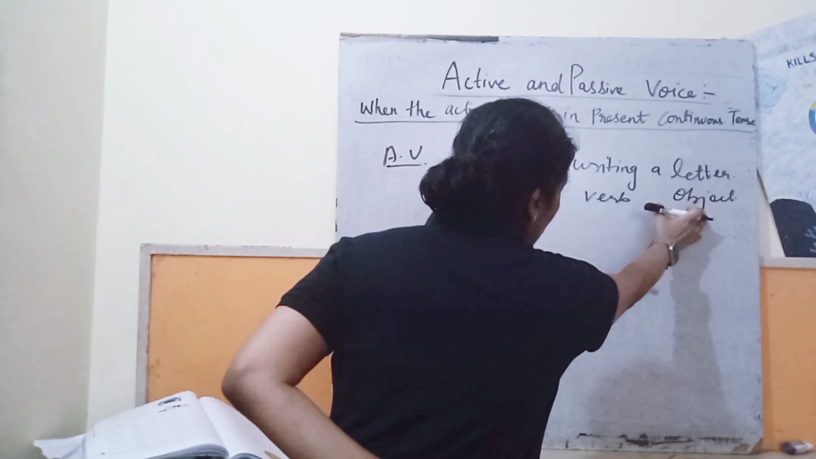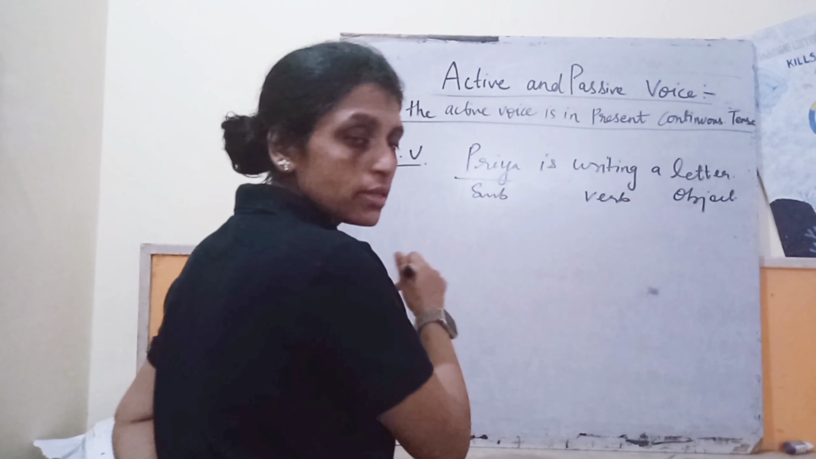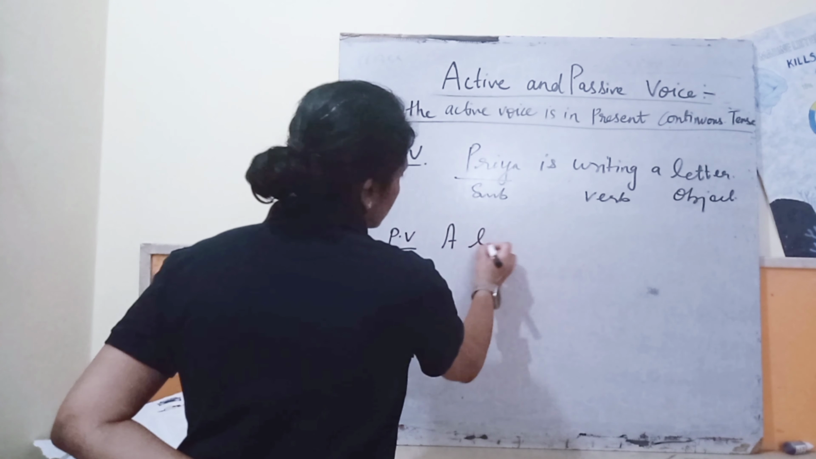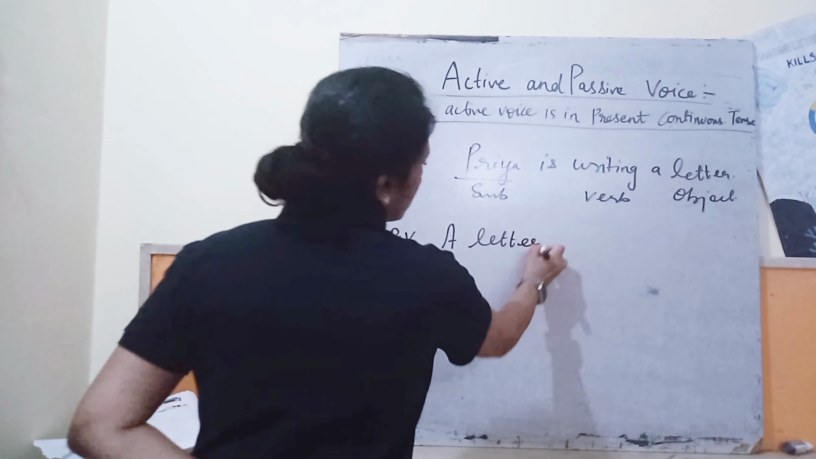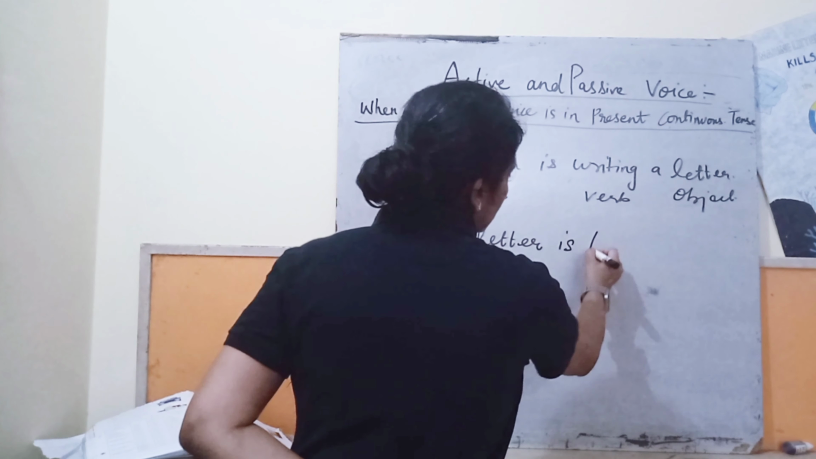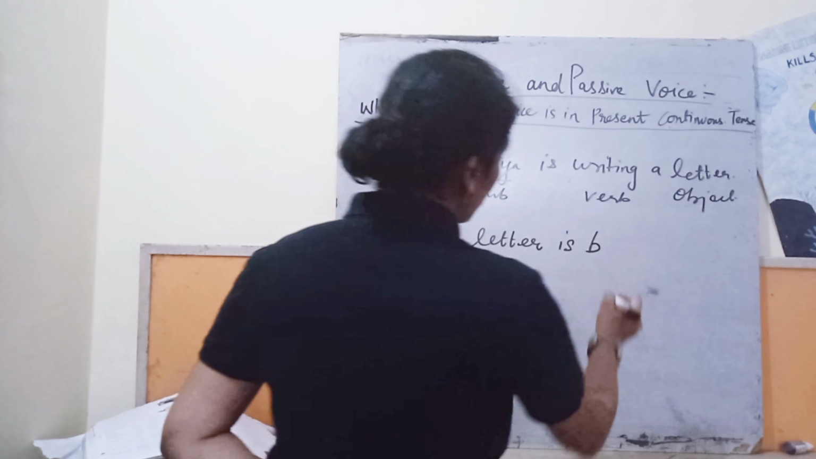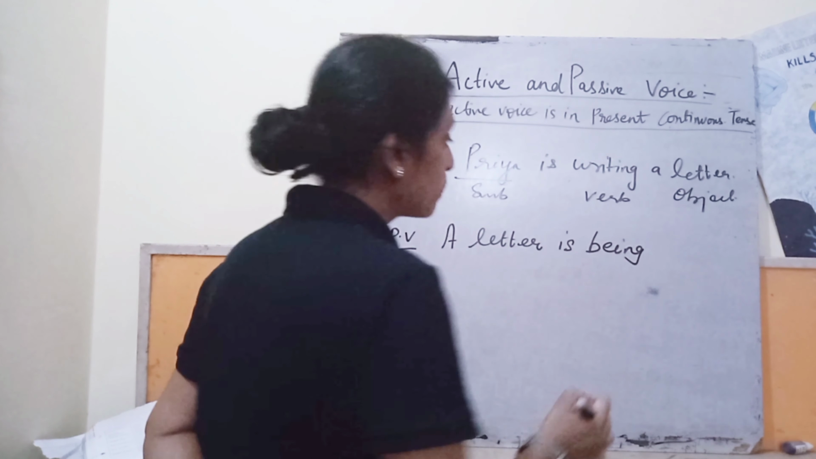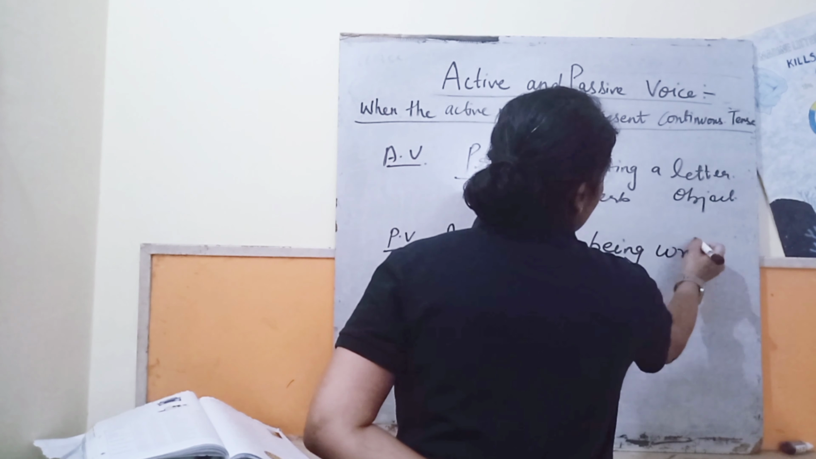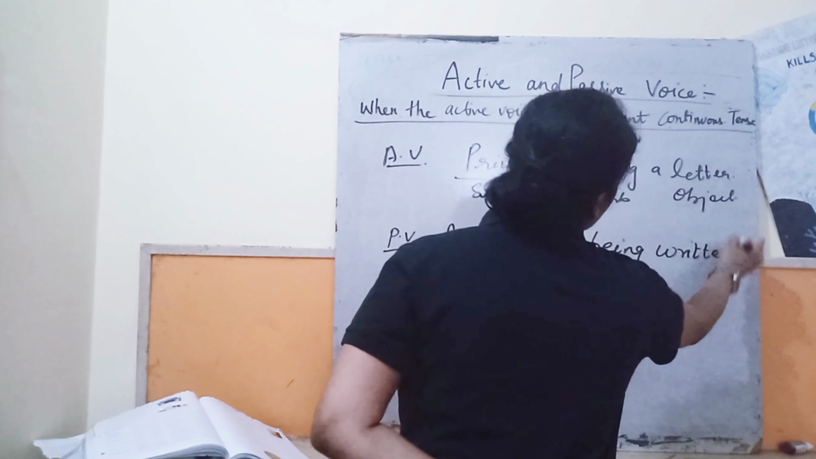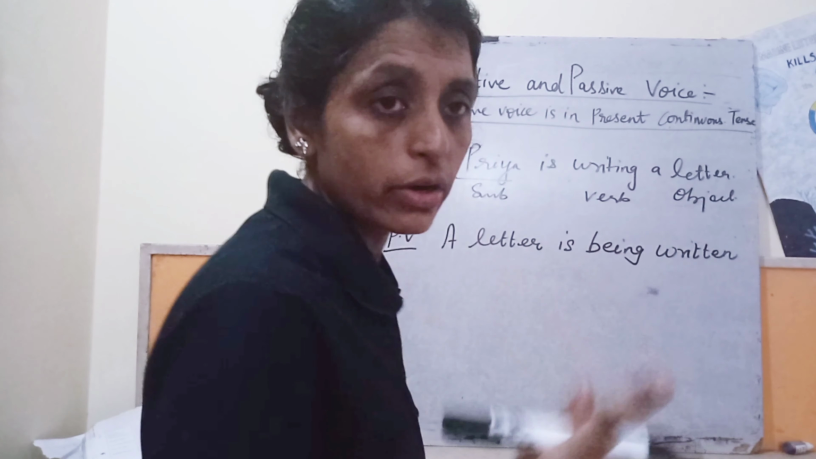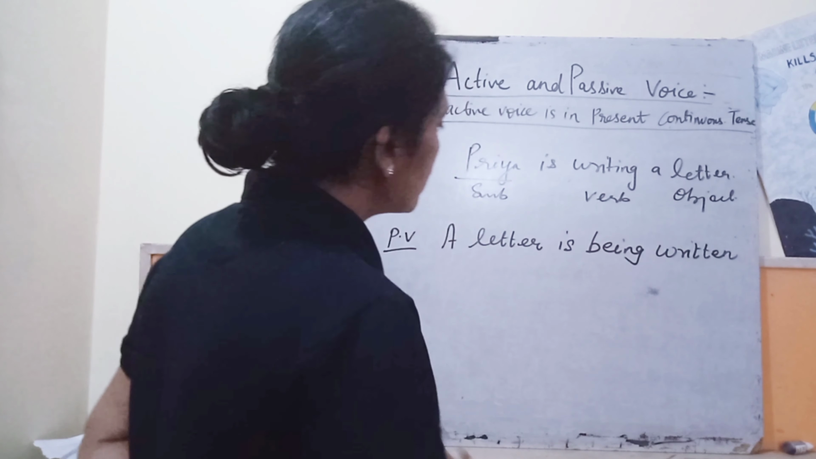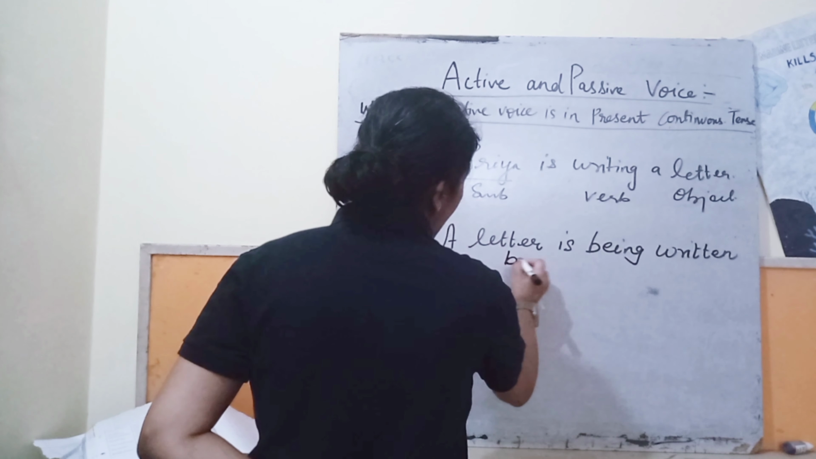Now this object will take the place of the subject, so it will be a letter is, and a letter is being, हम क्या ऐड करते हैं, being. A letter is being written. I told you that in the passive voice we use the third form of the verb, so you should be thorough with all the forms of the verbs. A letter is being written by Priya.